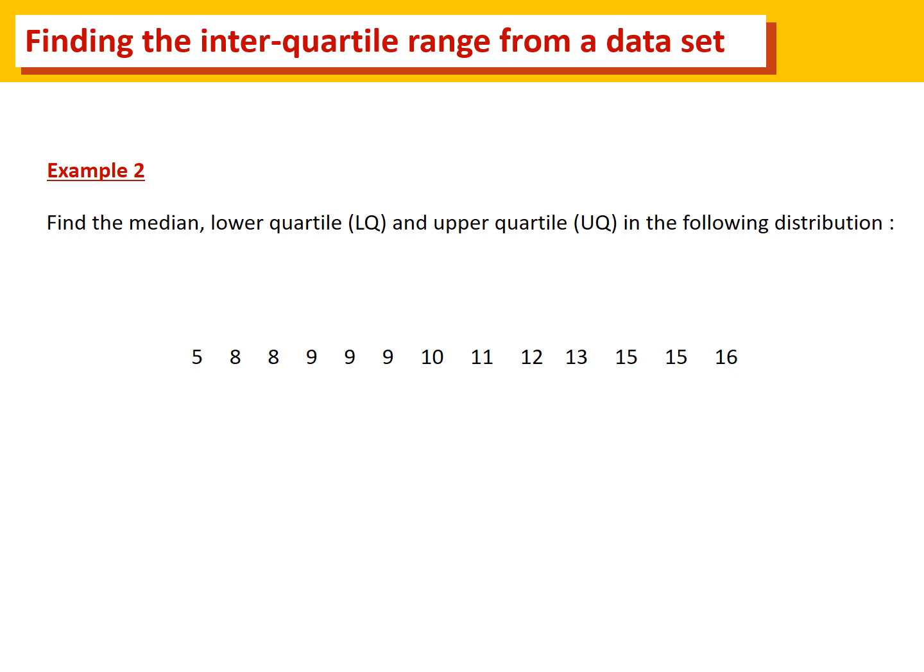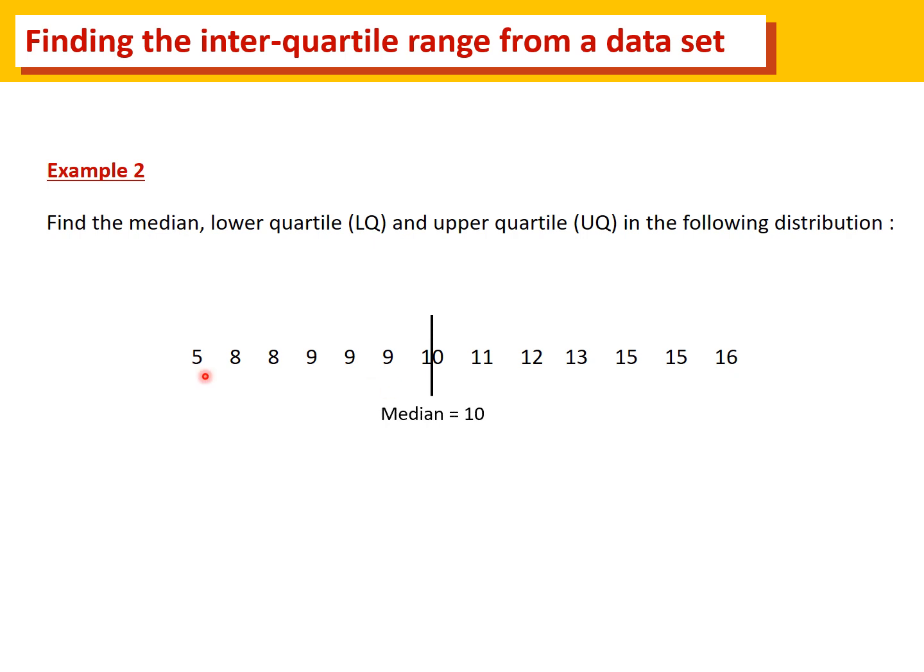Here's example 2. Note once again the values are given to us in numerical or number order. If they weren't given to us in that order, we would have to put them in numerical order. In our data set this time, there are 1, 2, 3, 4, 5, 6, 7, 8, 9, 10, 11, 12, 13 values. So the very middle value of the 13 is that value there, which is 10.